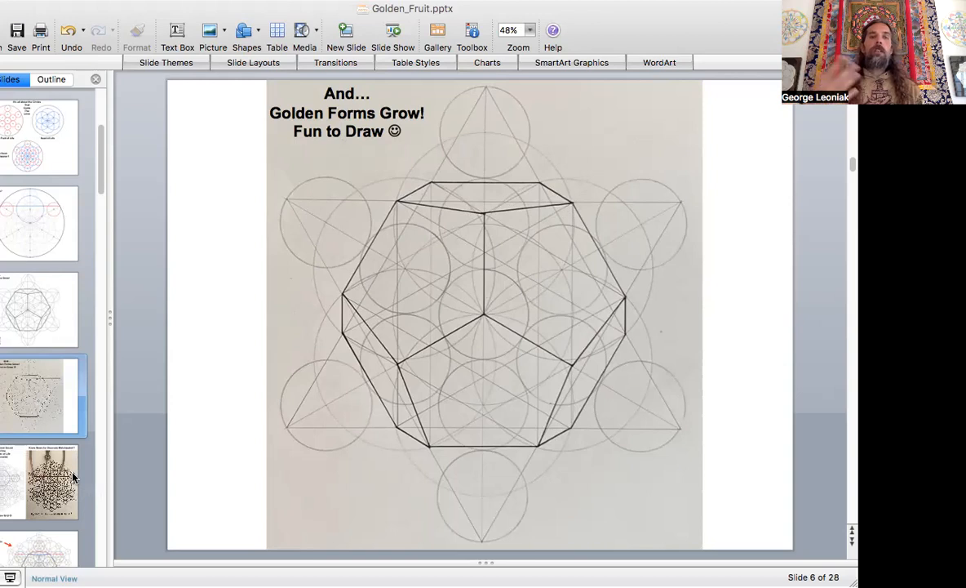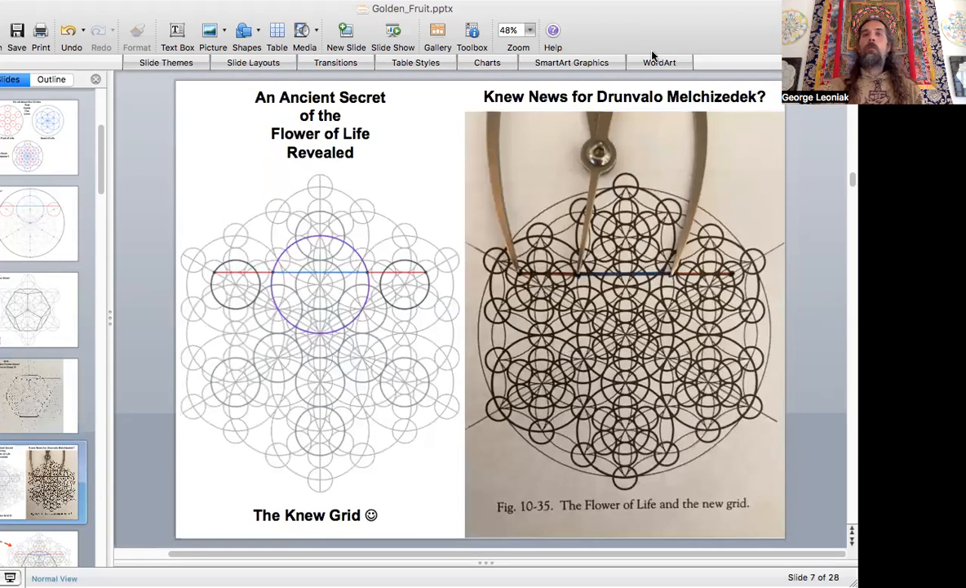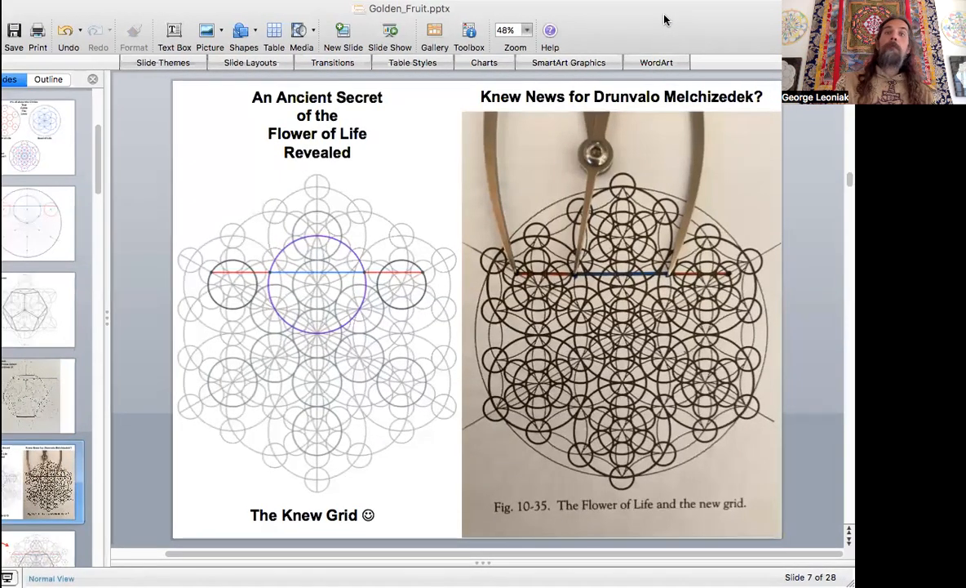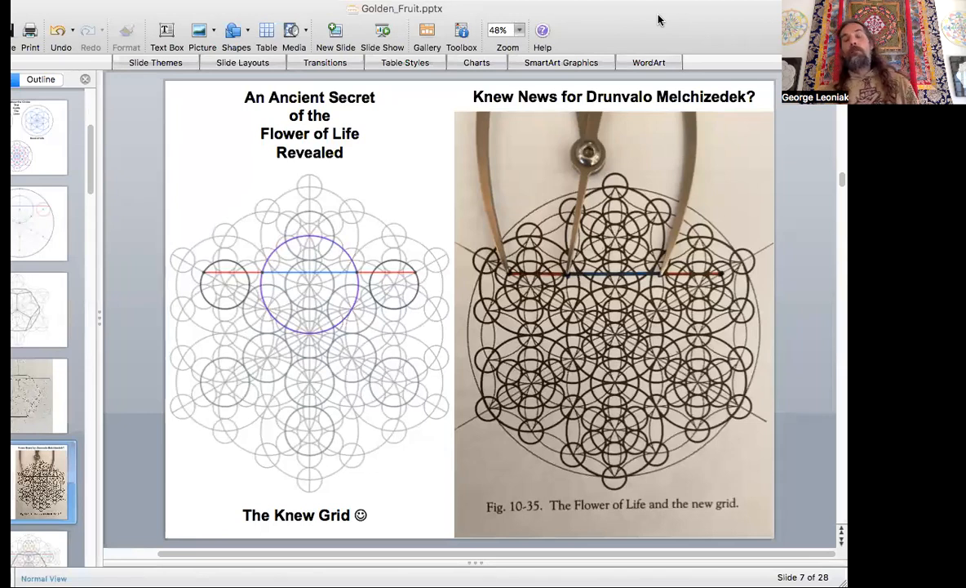So after doing the drawing and discovery, I was really curious, you know, Drunvalo Melchizedek was the person who highly popularized the seed of life, flower of life, fruit of life, and Metatron's Cube with his books, The Ancient Secret of the Flower of Life. And I was really curious to go down and see if any of the drawings in his book had this hidden within it. And I found one, this figure here, figure 10-35, the Flower of Life in the New Grid. And I even drew this right into the book because it was such a cool discovery.